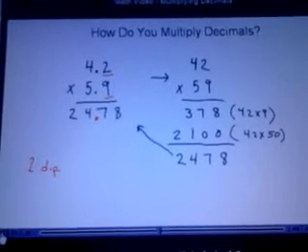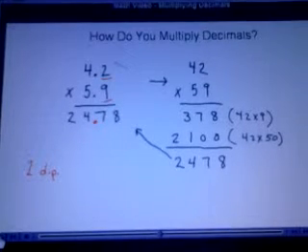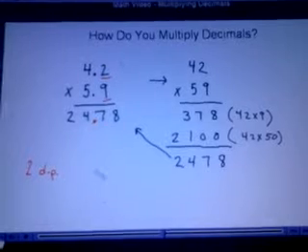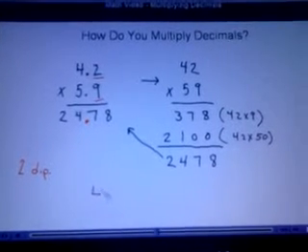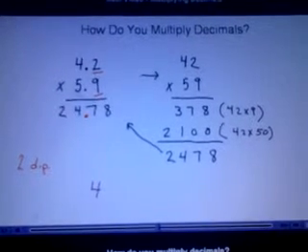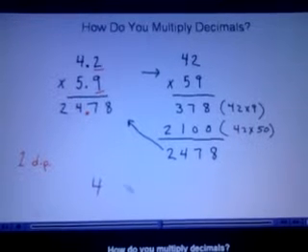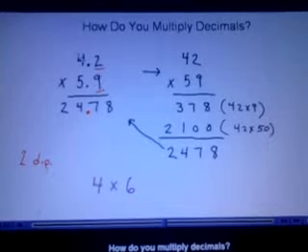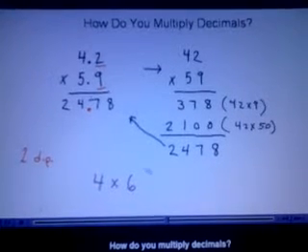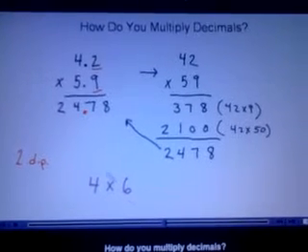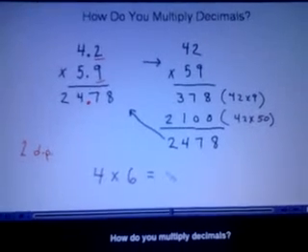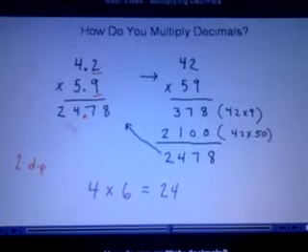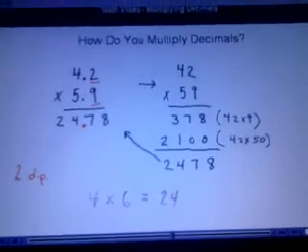Now let's see if our answer makes number sense. If we were to round the number 4.2 to the nearest whole number, it would be 4. And if we round 5.9 to the nearest whole number, that would be 6. So we can estimate this problem to be very close to 4 times 6. And 4 times 6 equals 24. And 24 is very close to the answer we got.